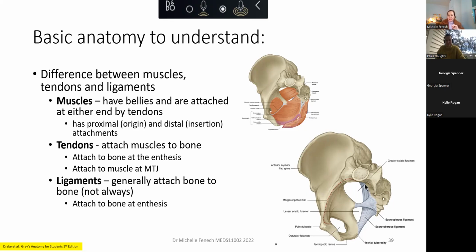Ligaments, generally, don't have a muscle belly in them. They're connective tissue like tendons, but they mostly attach bone to bone. Sometimes they'll attach another ligamentous structure to bone, so they can blend with other ligaments as well. Ligaments can attach two different bones to one another. They don't really do too much, but they allow a bit of movement between bones. They're often at joints. Does that make sense?